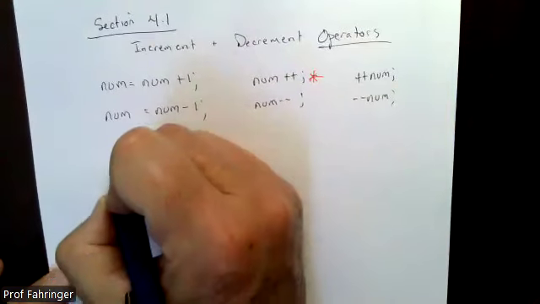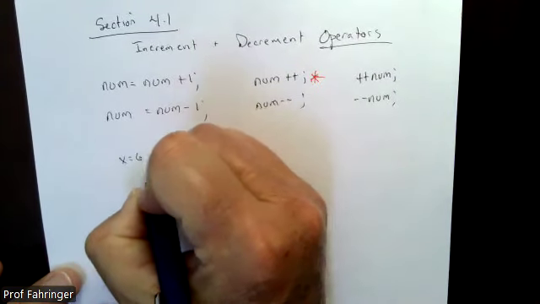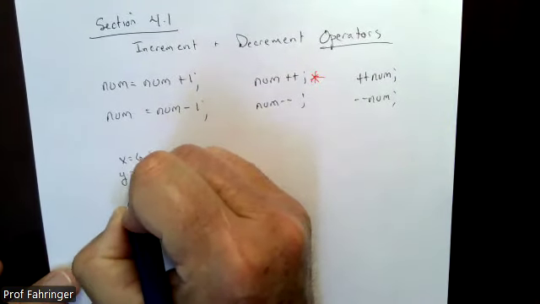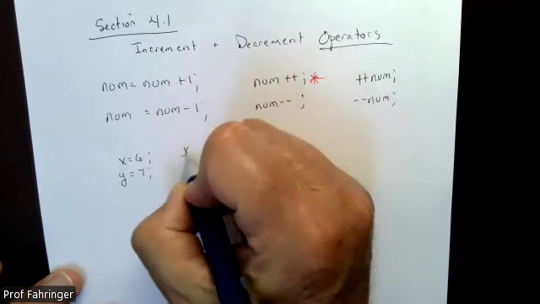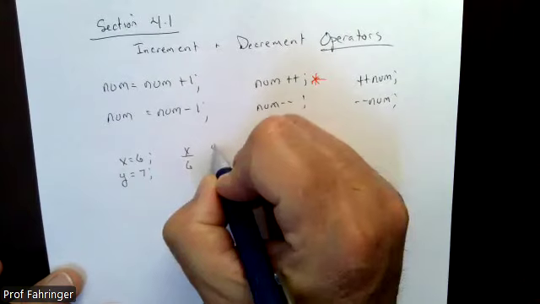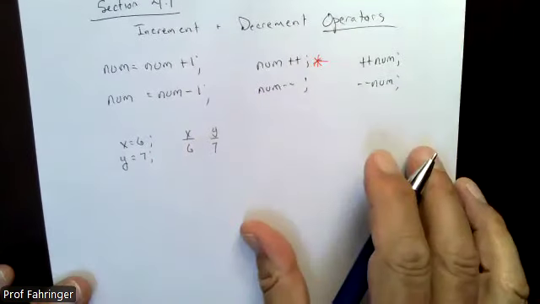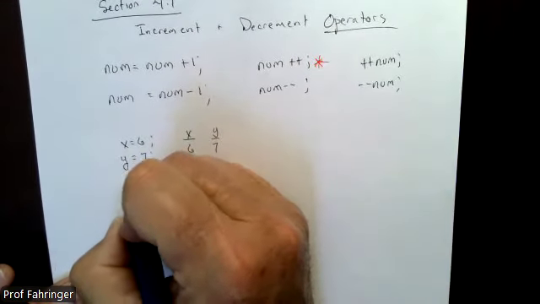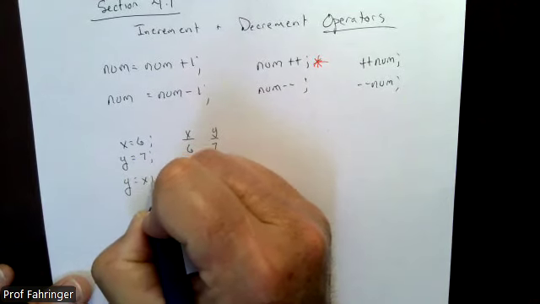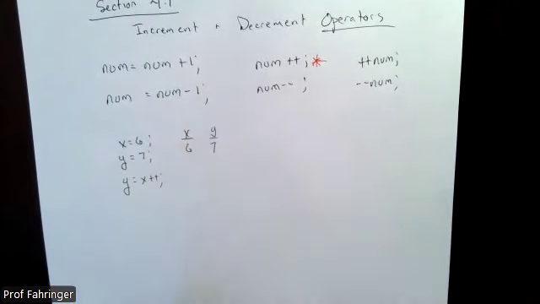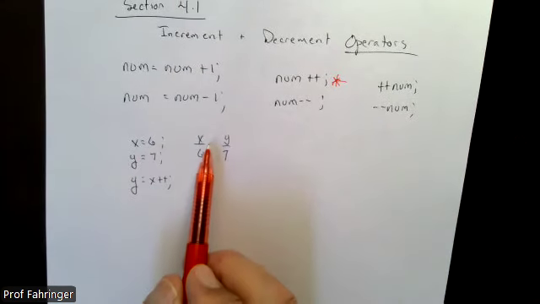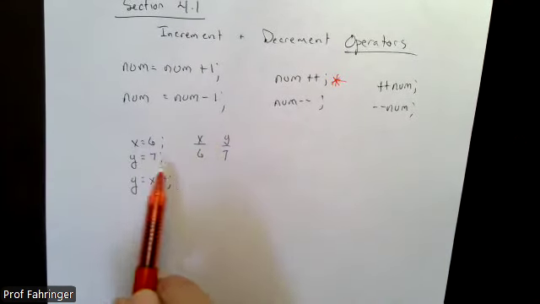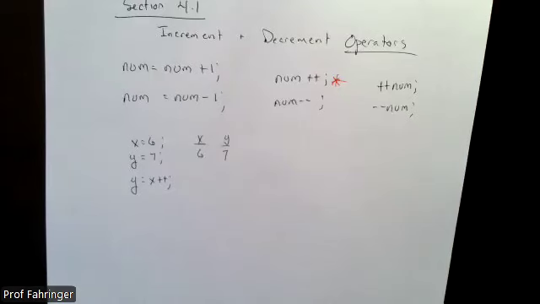So I'm going to look at a little block of code. I'm going to say x equals 6, y equals 7. And if I'm going to hand trace them, I'm going to say, x is 6, y is 7. Then my next line is going to be y equals x plus plus. Now, what's the value for each of these? After the first line, x is 6. After the second line, y is 7.